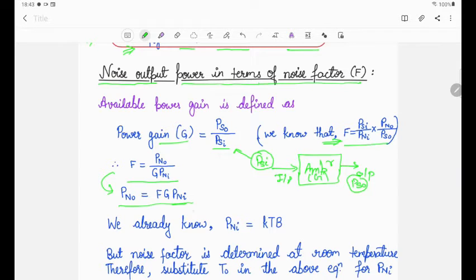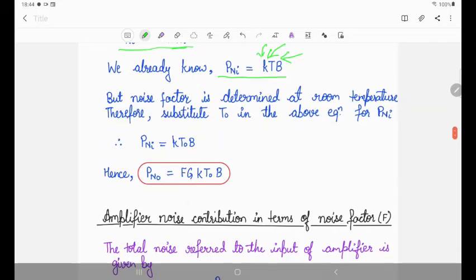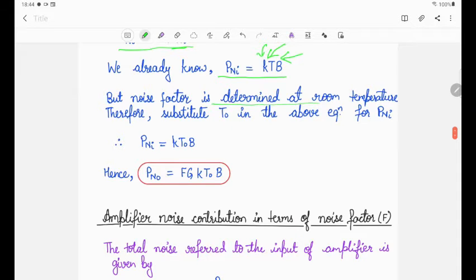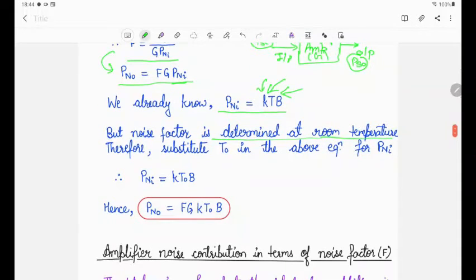That is the input noise power, and we already know that thermal noise power at the input of any conductor is KTB. PNI is what? KTB. K is the Boltzmann constant, T is the temperature in Kelvin, B is the bandwidth. That I have already defined, right? But noise factor is determined basically at the room temperature. This T is any temperature, in Kelvin.